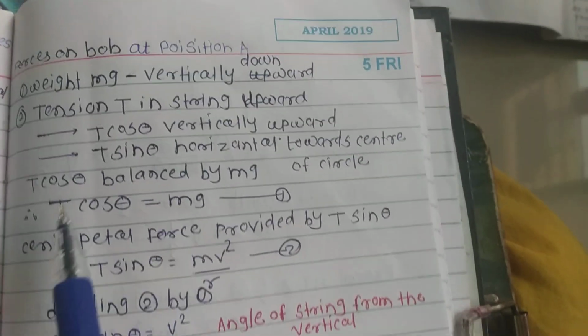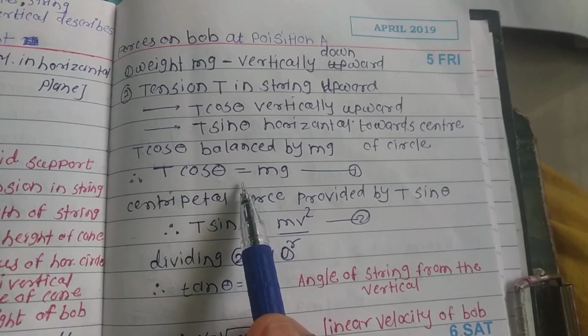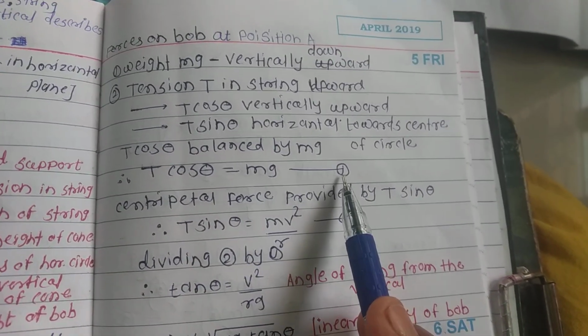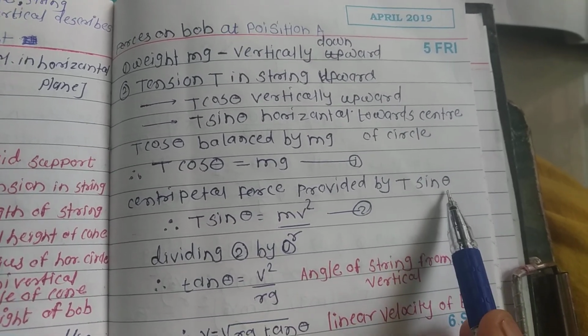Now see there, we have to write the equation: T cos theta balances mg. Therefore T cos theta is equal to mg. It is the first equation. Second one, the centripetal force is provided by T sin theta.